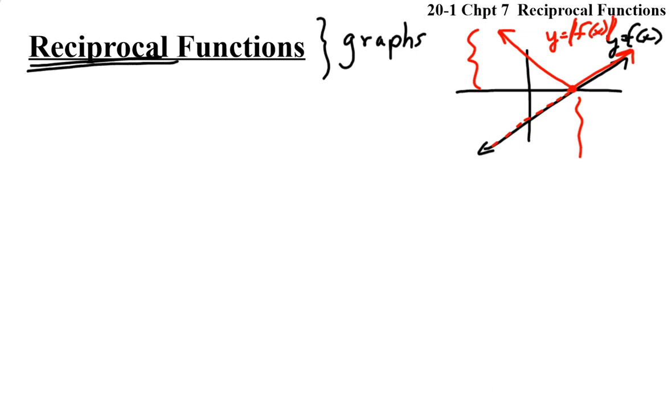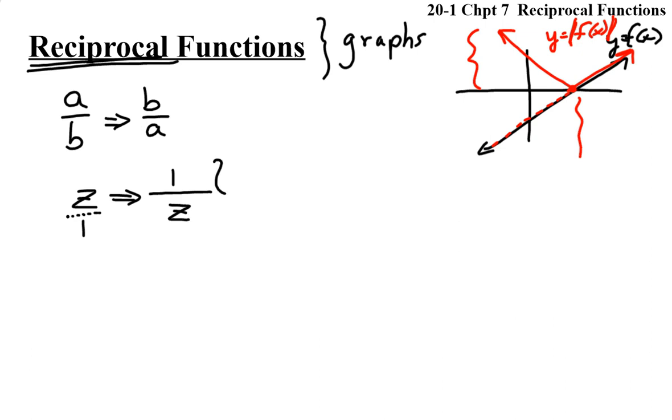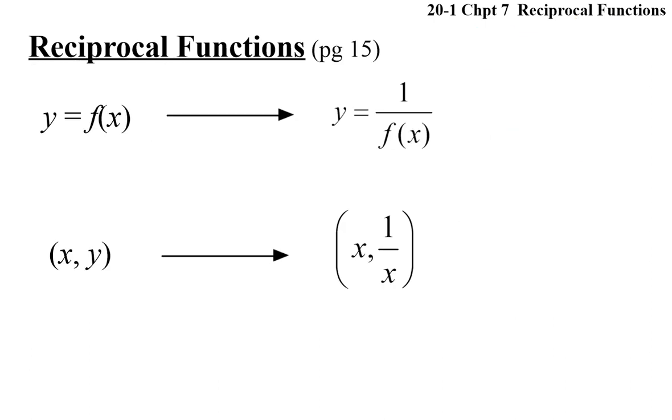Note reciprocal. Probably the most common place you've seen reciprocals is with fractions. If we have a over b, the reciprocal is the flipped version, b over a. But what we're going to focus on is a single value. If I had a z, the reciprocal of z, because it's like z over 1, will be 1 over z. And we're going to be looking at what a reciprocal function looks like as a graph compared to just the function graphed.